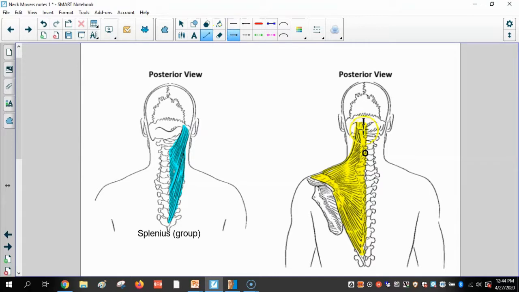If we draw our arrow in from I to O, remember that's always the movement rule. The insertion end is pulled closer to the origin end. What action will be caused for the trapezius? And the answer is neck extension. The trapezius also causes neck extension. So both of these posterior muscles are extenders. Let's head over to the atlas and finish up.